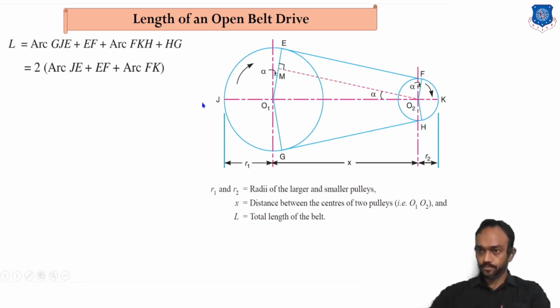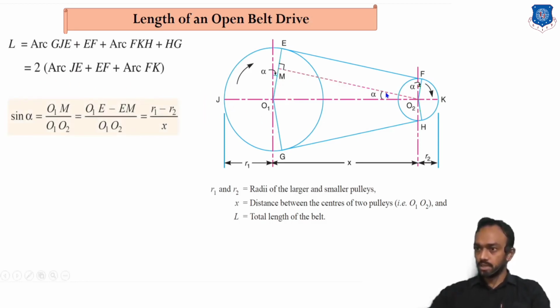Okay, so what will be the alpha? Sine alpha is equal to O1M upon O2 O1 O2. First of all, consider this triangle O1M O2, and among that, sine alpha is equal to the opposite side upon the hypotenuse O1 O2. What is the O1 O2?